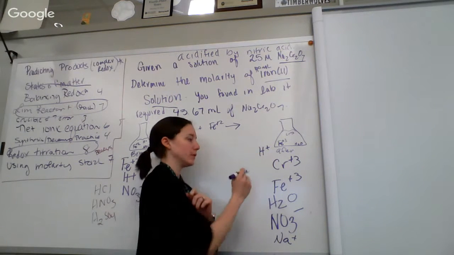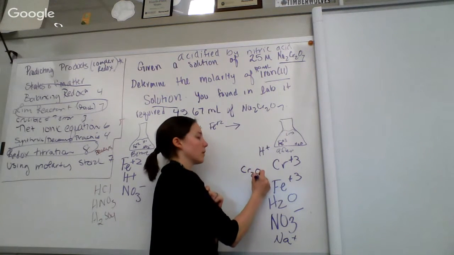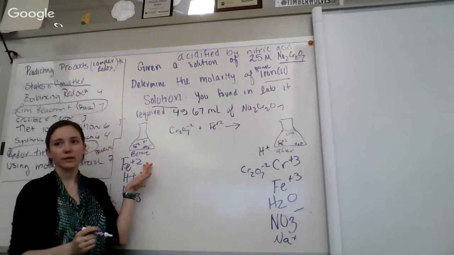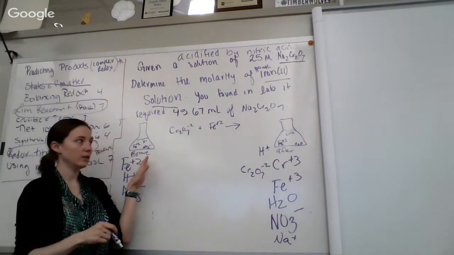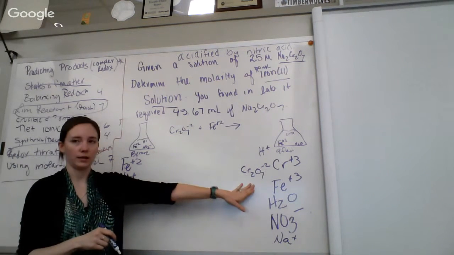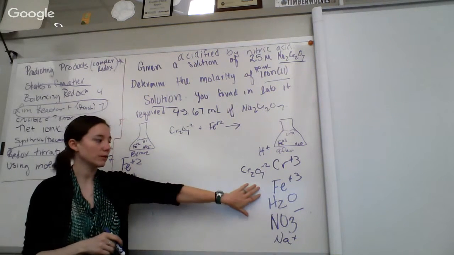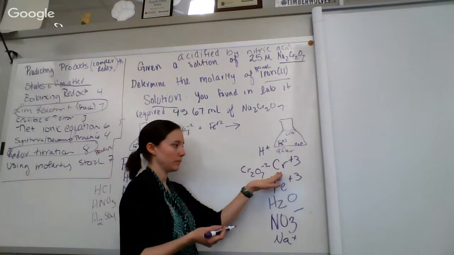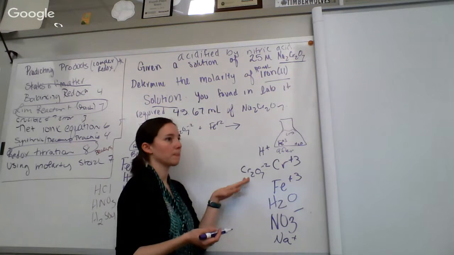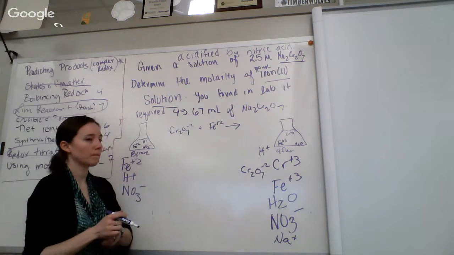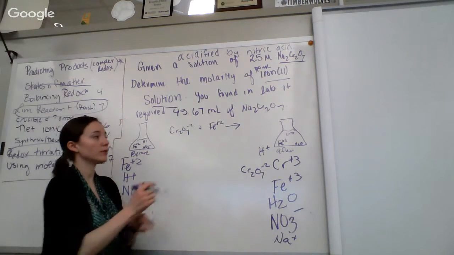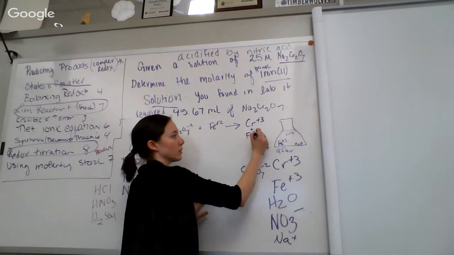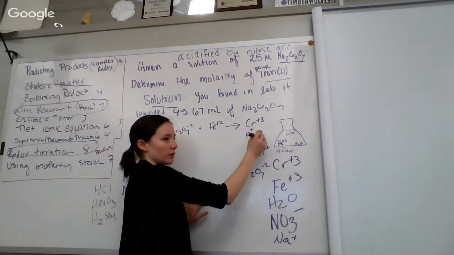Why would I have to have Cr2O7 in here? Because I established up here that I want my iron to be limited, which means what I'm reacting it with has to be in excess. So I definitely want that in there as well. So the reason that there's Cr3 plus and Cr2O7 is because the Cr2O7 is what reacted with the iron, and the Cr3 plus is what was formed with it. So both of those products would be there for sure.